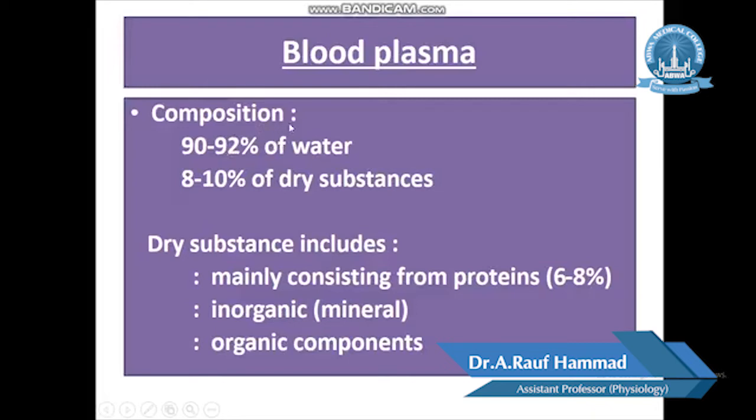Composition of this is water and dry substances. There is 90 to 92% of water, and the remaining are the dry substances. And what are the dry substances? They include mainly proteins, 6 to 8% of the plasma, and inorganic minerals and organic components. Inorganic, organic, along with proteins.